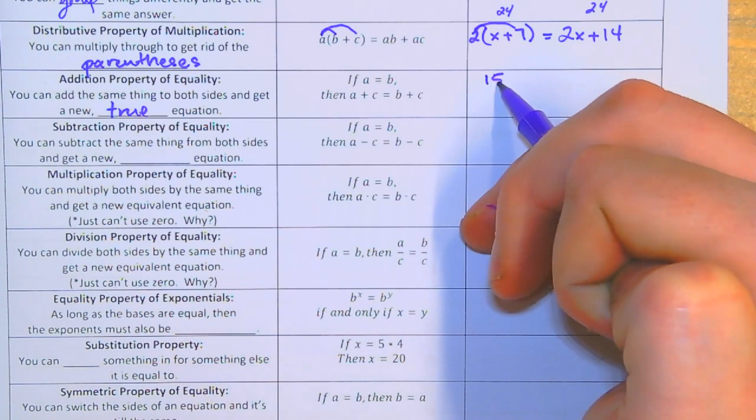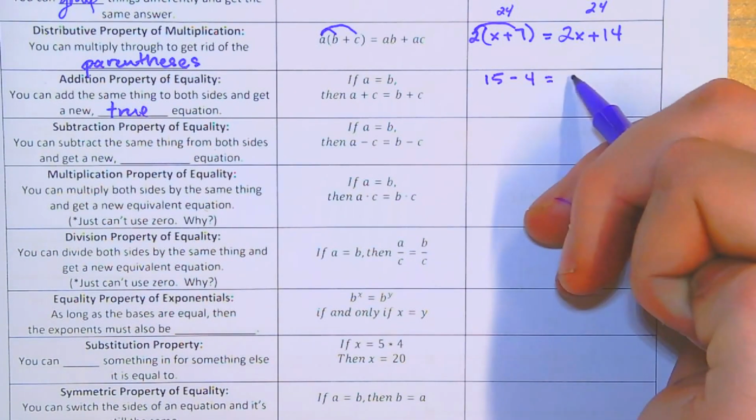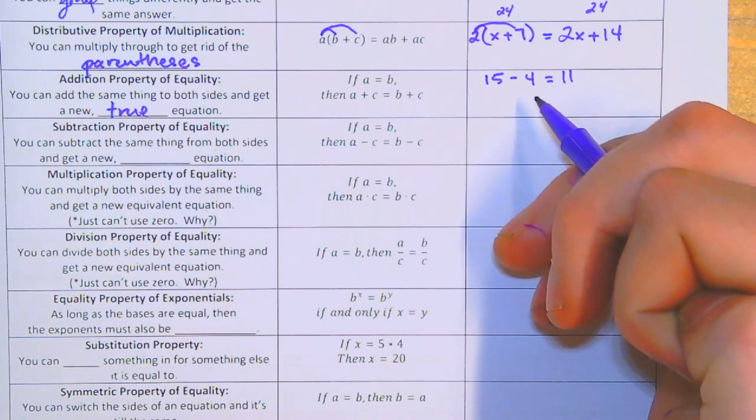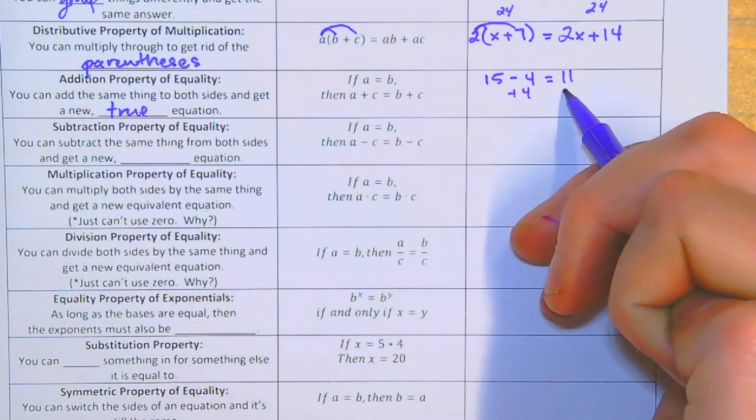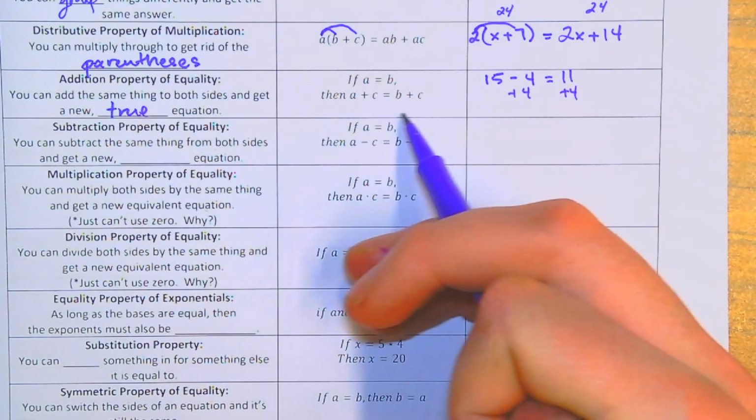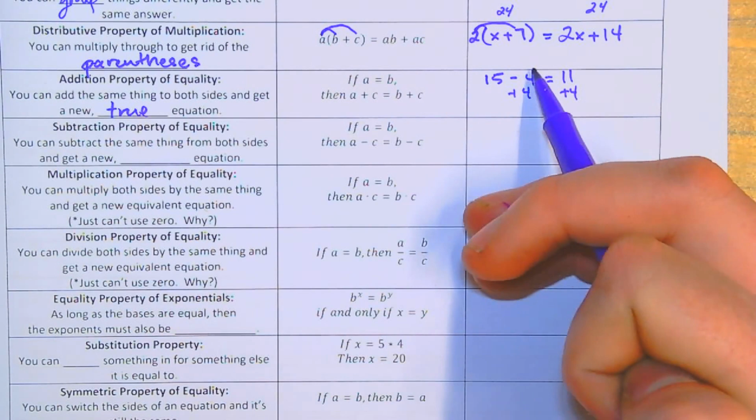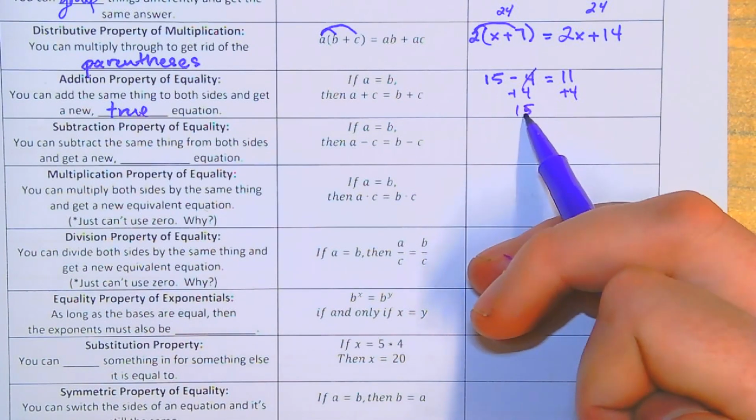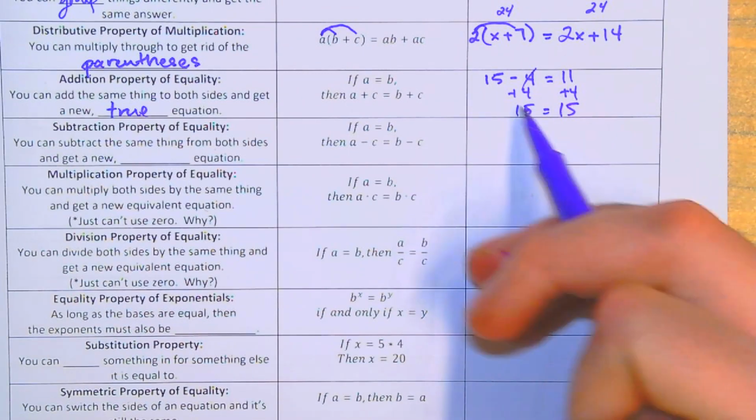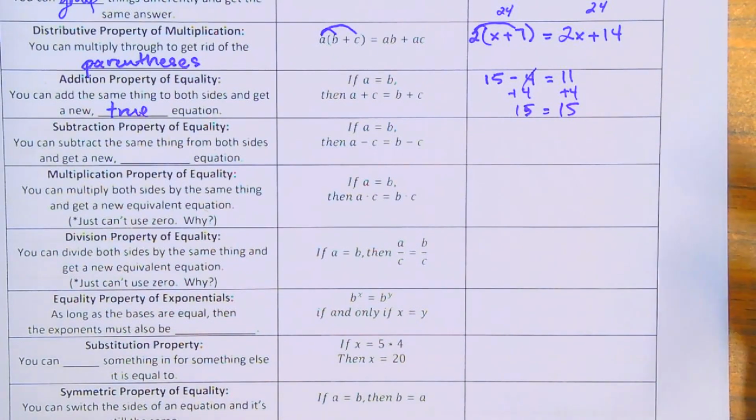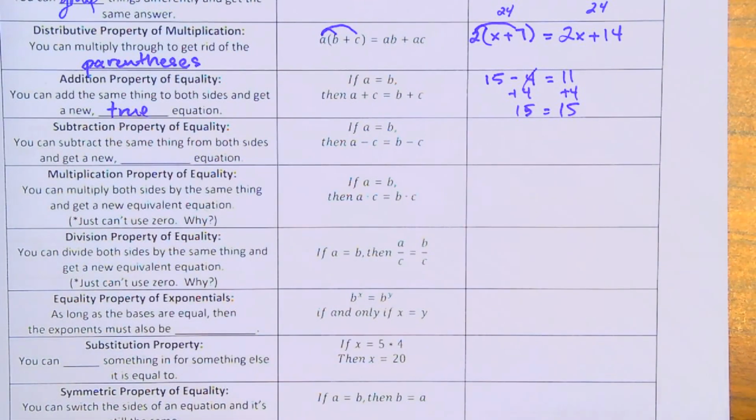I have 15 minus 4 equals 11. If I add, let's say, 4 to both sides of my equation, just like it does here with the c, it's going to give me 15 equals 11 plus 4, which is 15. So it gives me the same thing when I add the same thing to both sides. So the addition property of equality basically says if I add the same number to both sides of the equation, the equation doesn't change. In fact, it's still the same.